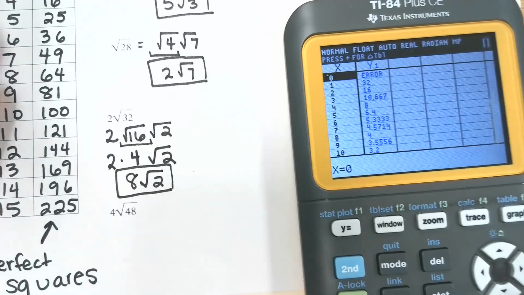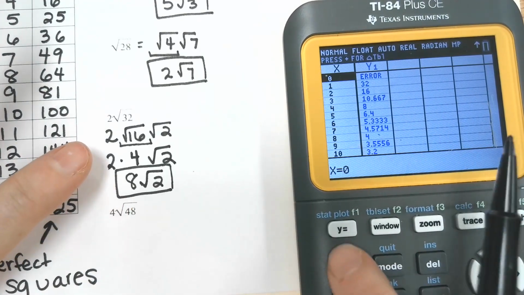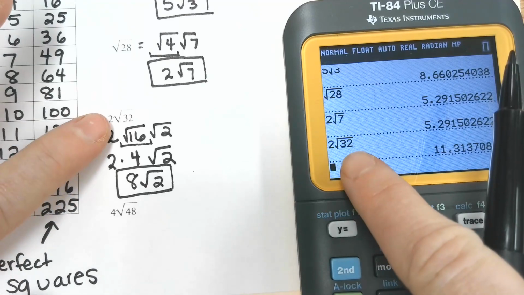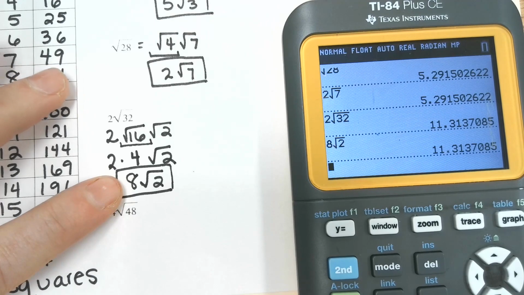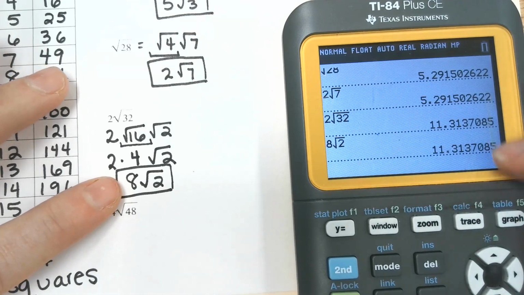So we do want to make sure that that's the same. So hit second, quit. I've already put that in. Let's put in 8 square root of 2. And it is. They're the same number.